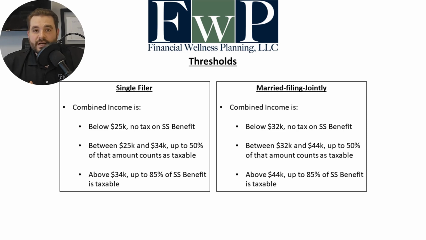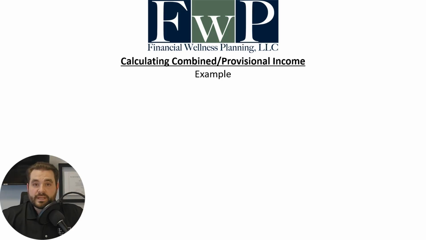The easiest way to understand this is going to be with an example, and that's what we're going to get into next. So let's assume that we have a couple that is married filing jointly, and they receive $40,000 of taxable income. And this could be from a pension, it could be from a 401k, a 403b, but it's $40,000 of taxable income. We're also going to assume that they receive $36,000 of Social Security.